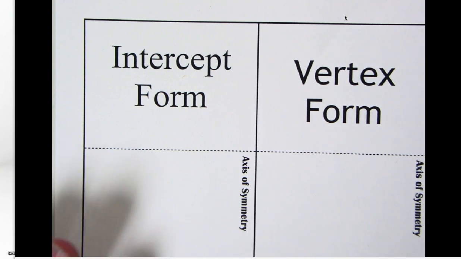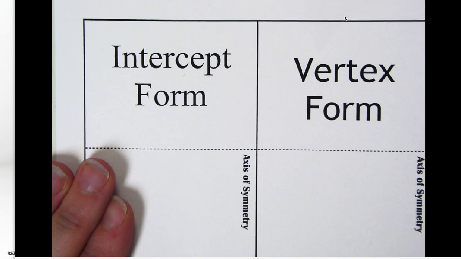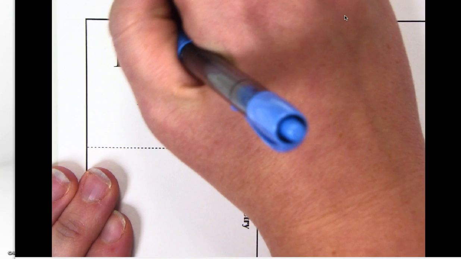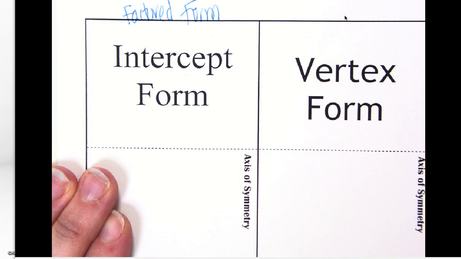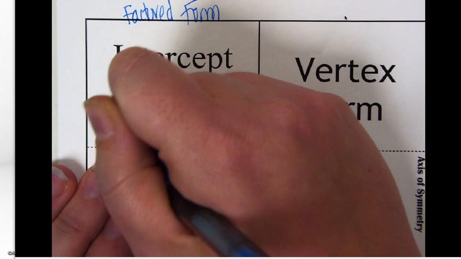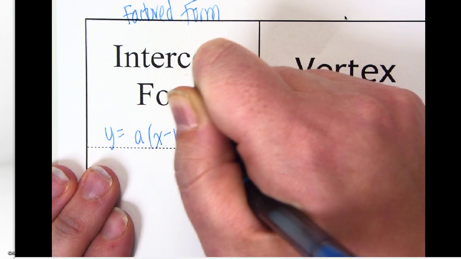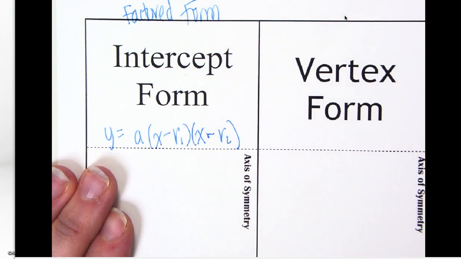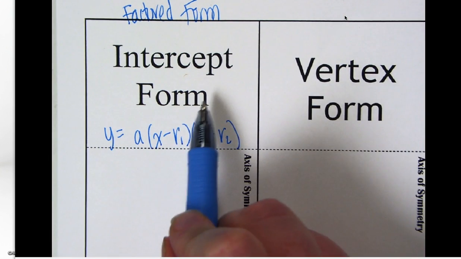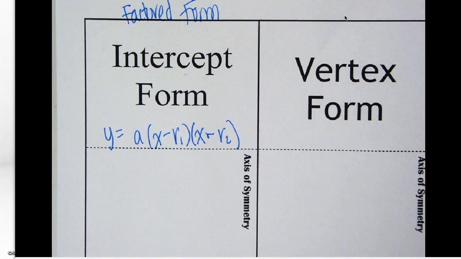Hi guys, today we're going to be talking about the intercept form for a quadratic equation. This is also known as the factored form, and you'll see why in just a minute. What this form looks like is y equals a times x minus r1 times x minus r2. It's called factored form obviously because it's basically just the factored form for our quadratic.